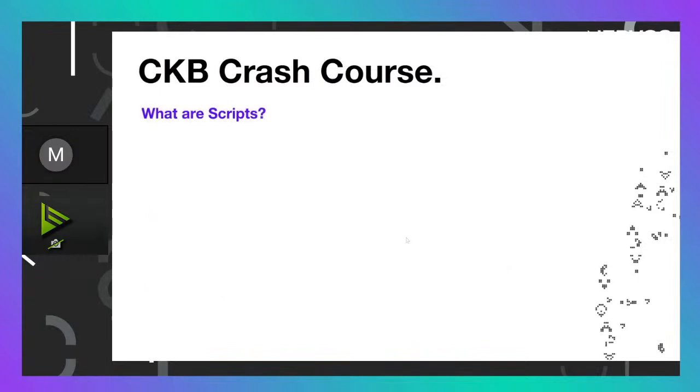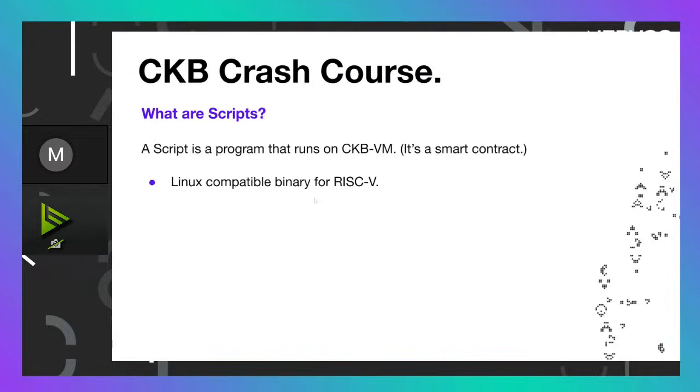Okay, so what are scripts? I already mentioned scripts are kind of like a smart contract. It's a small program that runs in CKB VM, which is our virtual machine. That's the RISC-V virtual machine. A script is actually a Linux binary, technically. If you had a Linux computer running on a RISC-V processor, you could take that same binary and run it on a real Linux computer.